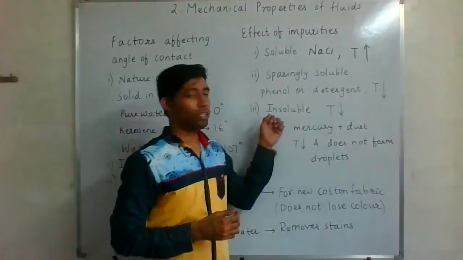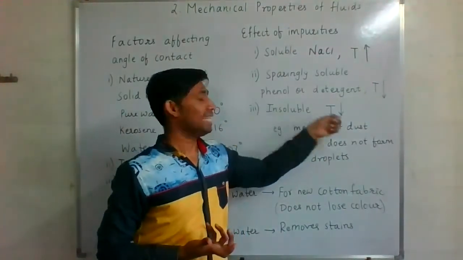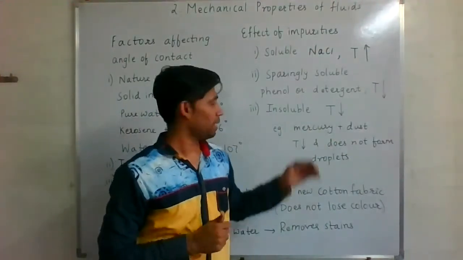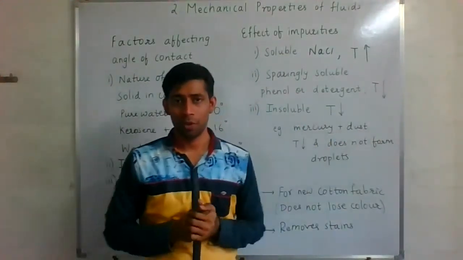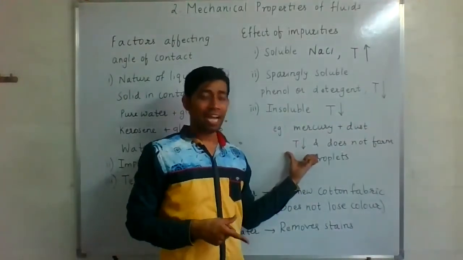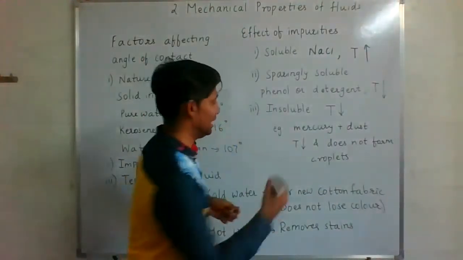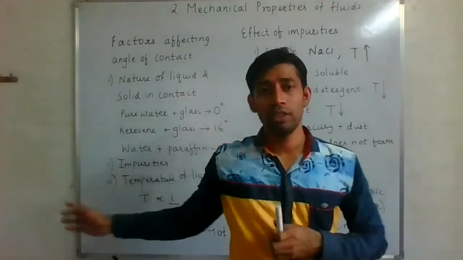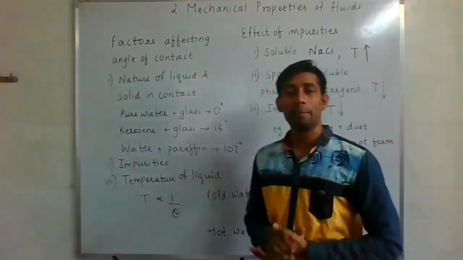Okay. Let's move on to the next, which is insoluble impurity. In that case also the surface tension decreases. A simple example is given. If you add dust to mercury, then surface tension is definitely going to decrease and it won't be able to form the droplets so easily. Okay, now we move on to the third factor affecting angle of contact, which is the temperature of the liquid.